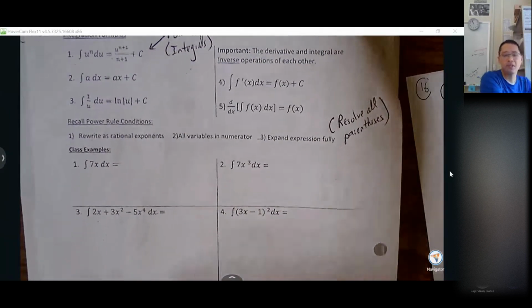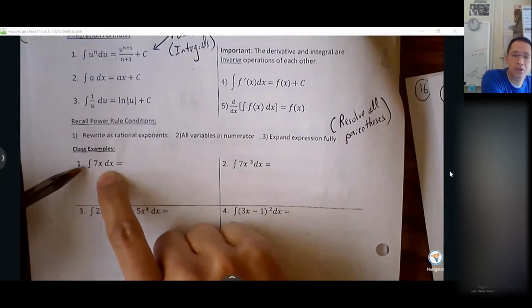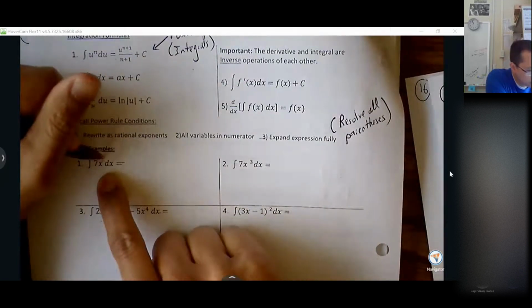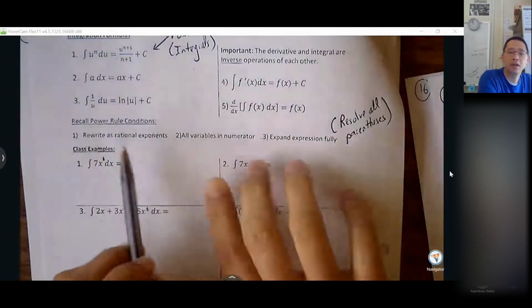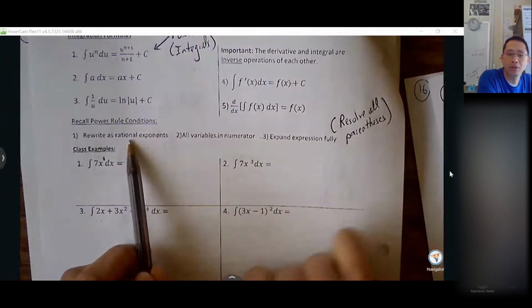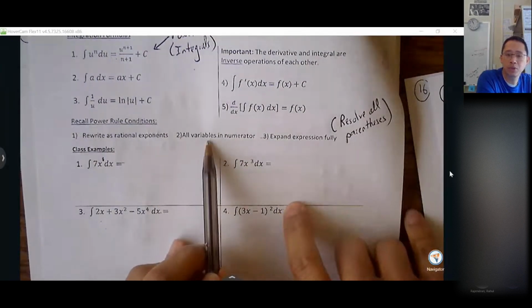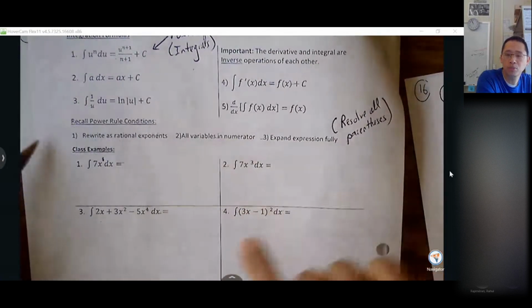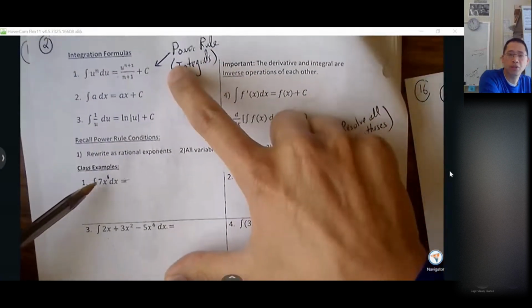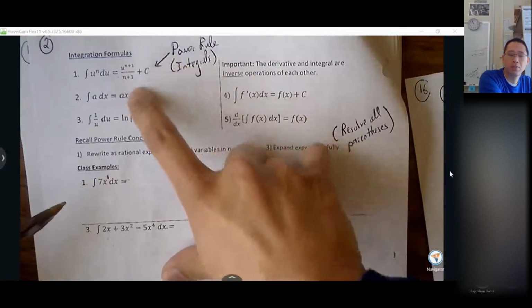Let's start off with an easier one here. 7x dx. We know the integral of 7x dx. Every condition is good to go. There's no radicals to rewrite. There's no variable to be moved to the numerator, it's already in the numerator, and there's no parentheses. It's already showing as 7x to the first power, so we can just jump into power rule.